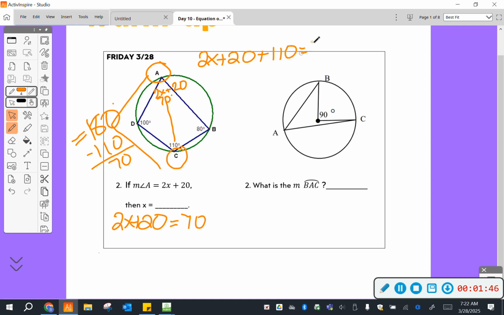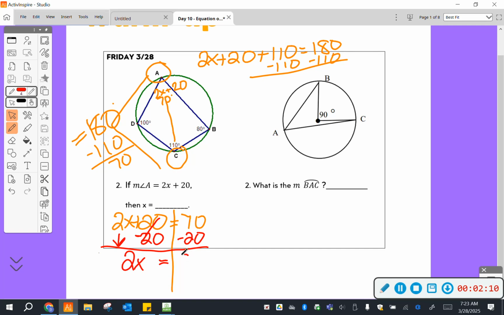Plus 110 equals 180. Correct. Because what's the first step you're probably going to do? And isn't that going to give you the same thing we have down here? So that works as well. Good point. And then I'm just going to solve. How do I get x by itself? What do I do first? Subtract the 20 on both sides. And 70 minus 20 is 50. And then, what's 50 divided by 2? 25 is my answer.